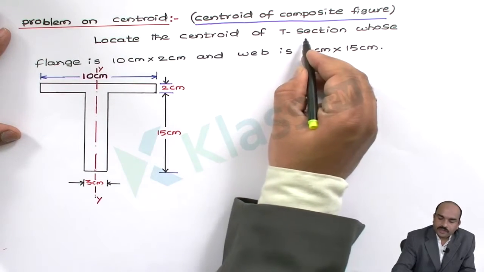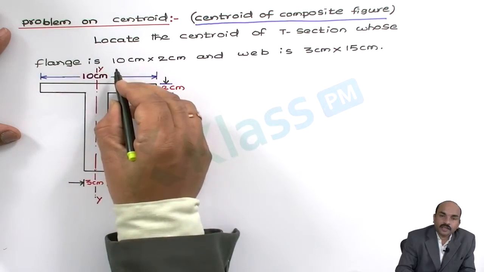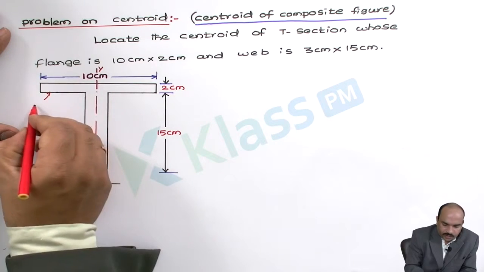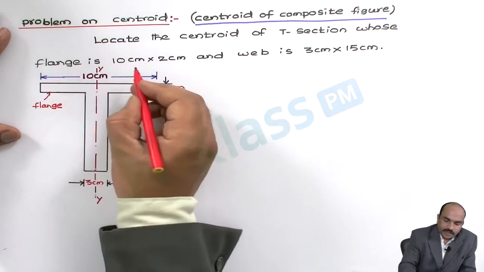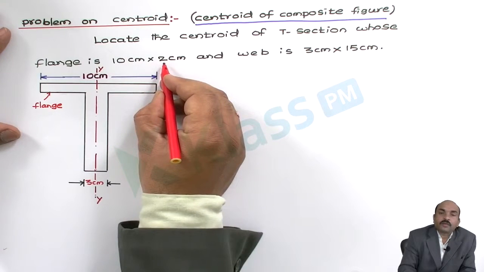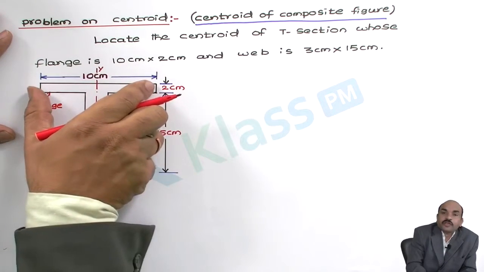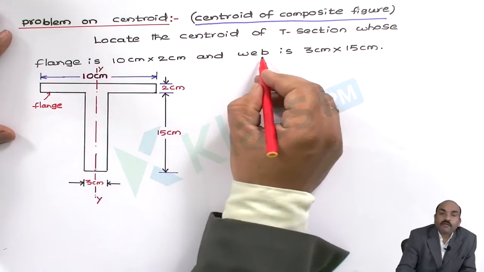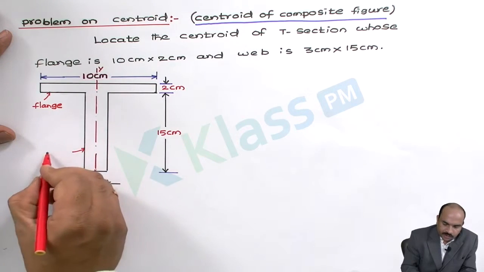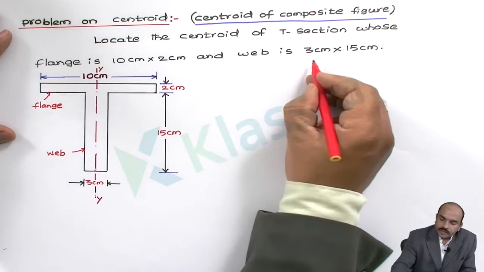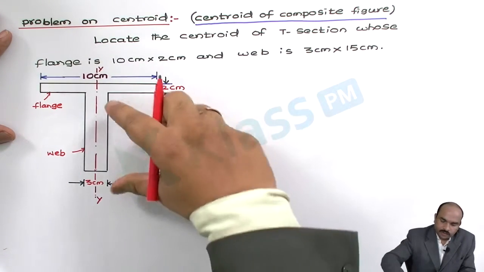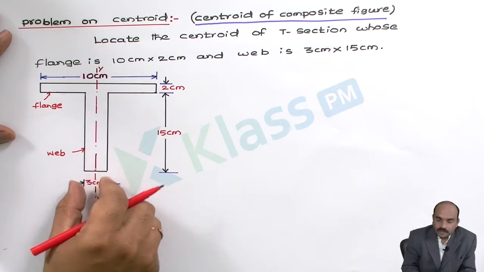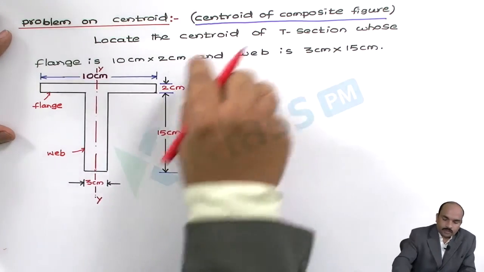Locate the centroid of a T section whose flange, this top one, is known as the flange. The flange is 10 centimeters into 2 centimeters. So 10 centimeters is the length of this, 2 centimeters is the height of the flange. And the web, this part is known as the web. The web is 3 centimeter into 15 centimeters. So 15 centimeters is the total height of this, whereas 3 centimeters is this dimension along the length. So this is the problem given.